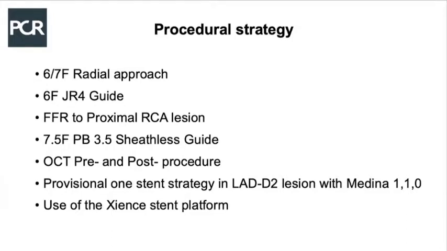So we used a 6-7 French radial approach. We used a 6 French GR4 guiding catheter for the RCA and to do the FFR of the RCA, and then a sheathless 7.5 French BB35 guide for the left system. We'll do OCT pre and post procedure, and then provisional stenting to the LAD using the Xience stent platform.